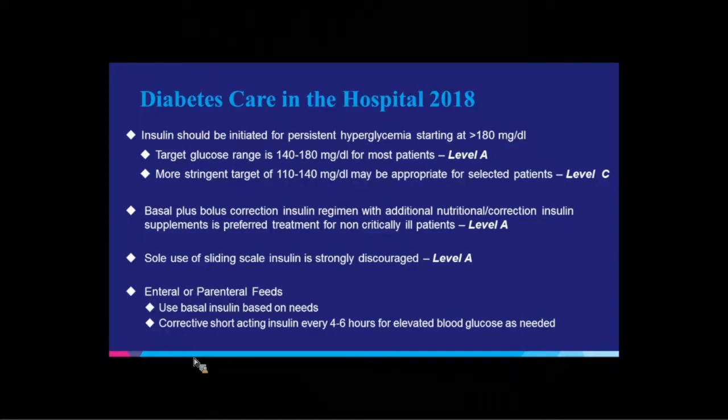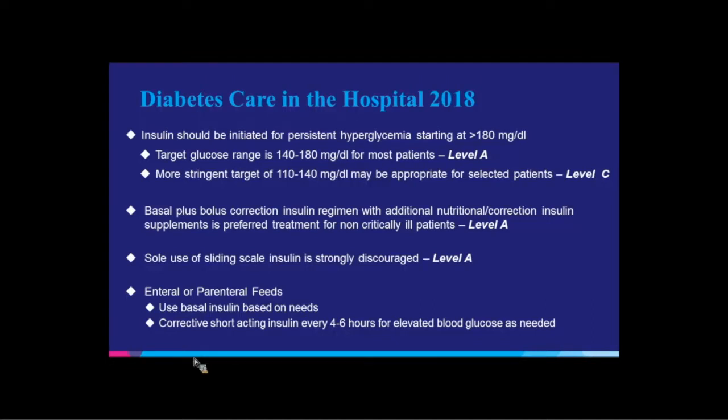So that's really where they're recommending. No more sliding scale, basal bolus, pre-meal, long-acting, with correctional in addition, and then adjusting going forward if you are consistently using adjusting level insulin.